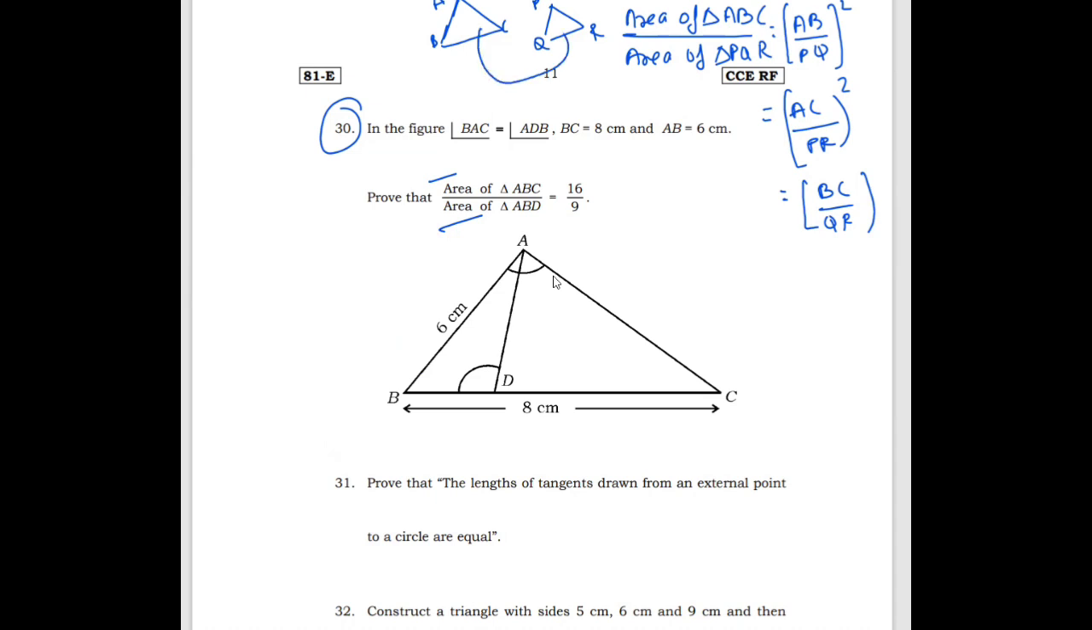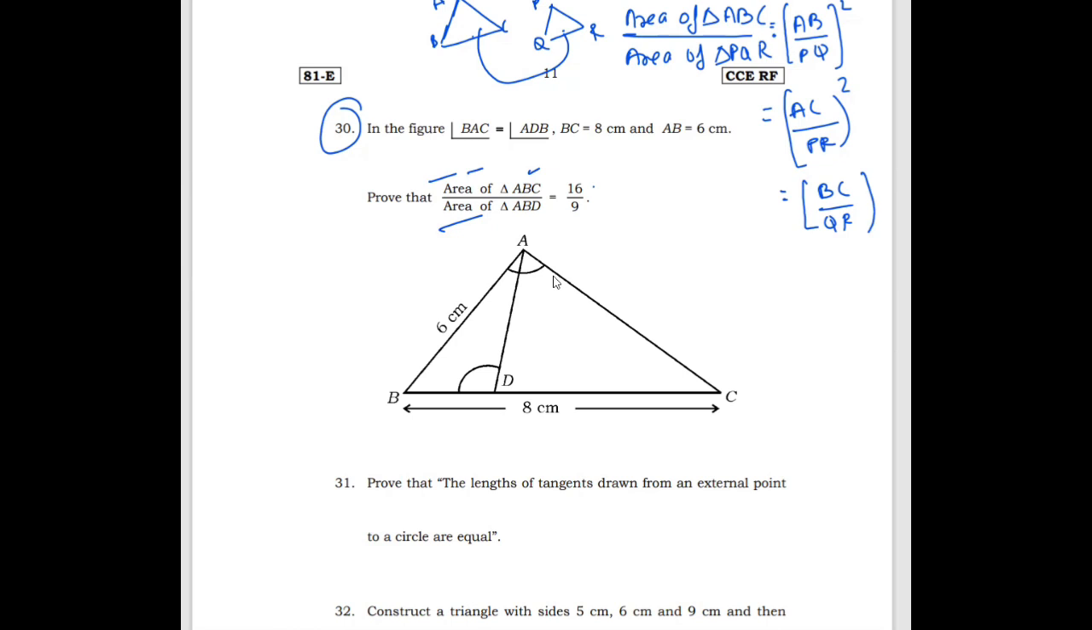This relationship you can establish. It means area of this triangle by area of this triangle will be equal to the ratio of the squares. So this is a theorem that we learned. So here basically if area is given, then my mind should go, okay, I should use that theorem. So they're asking us to prove this. Now we want two triangles, right? Where are the two triangles?